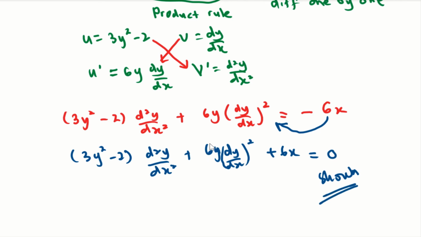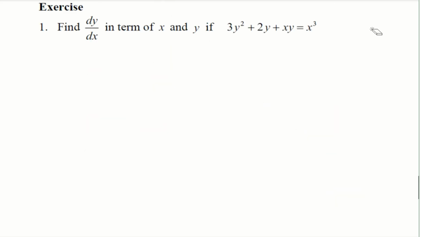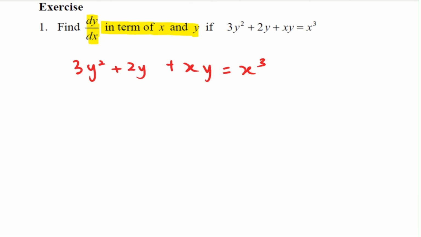Okay, so this is example. Finally, let's look at for exercise. We have question find dy dx in term of x and y. So soalan tanya dia nak dy dx in term of x and y. So given implicit function 3y square plus 2y plus xy equals to x cube. So jadi kita ada empat term ni. Ni first term, second term, third term and fourth term.